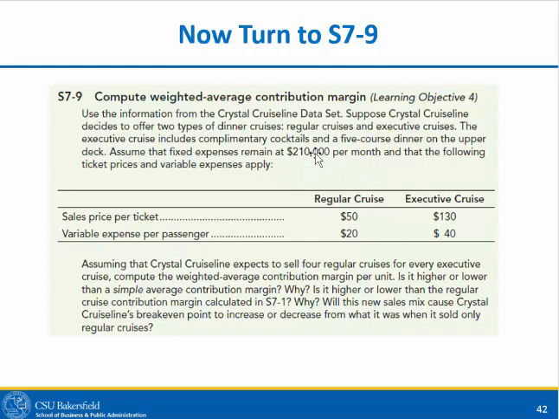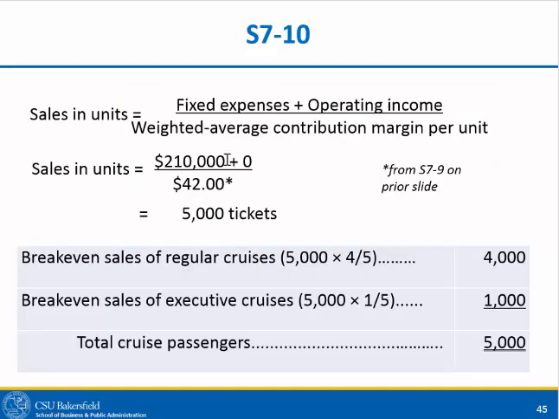So we are going to use that number, and we have only the break-even case here. So the operating income is absolutely zero here. So we're going to divide the 210,000 by the weighted average contribution margin. So we divide the 210,000 by $42, which is the weighted average contribution margin per unit. So it's a similar formula, and the result is 5,000 tickets. So in order to break even, we have to sell 5,000 tickets, which is a mix of regular and executive tickets.